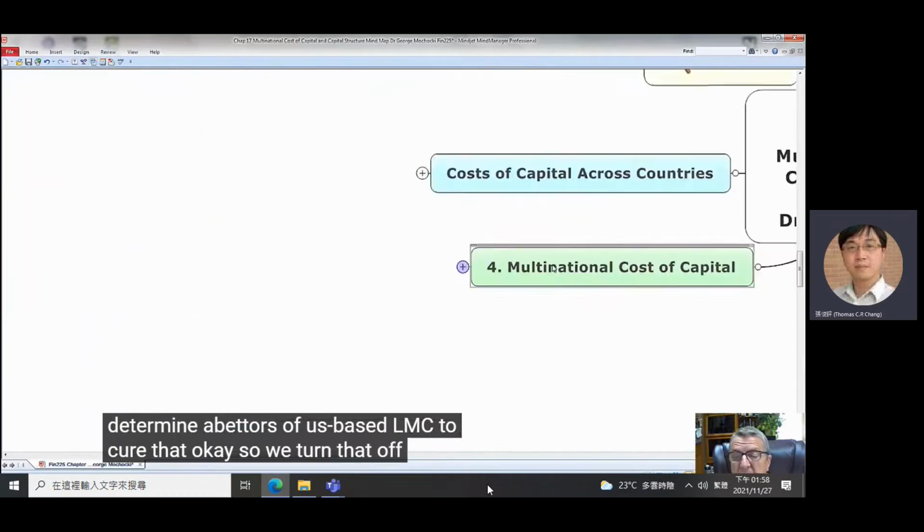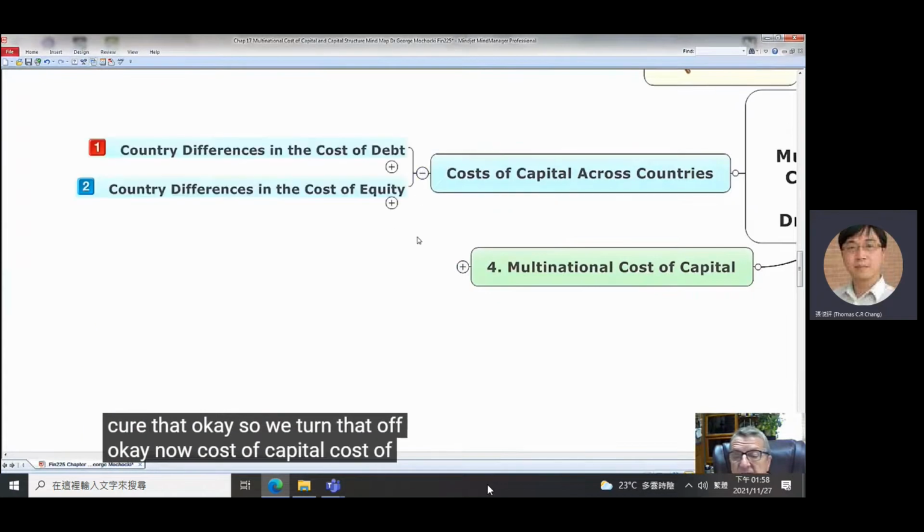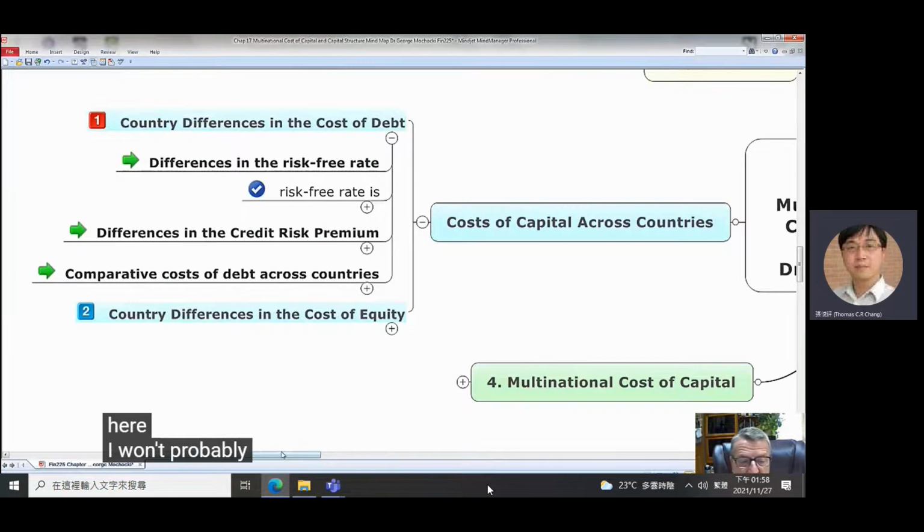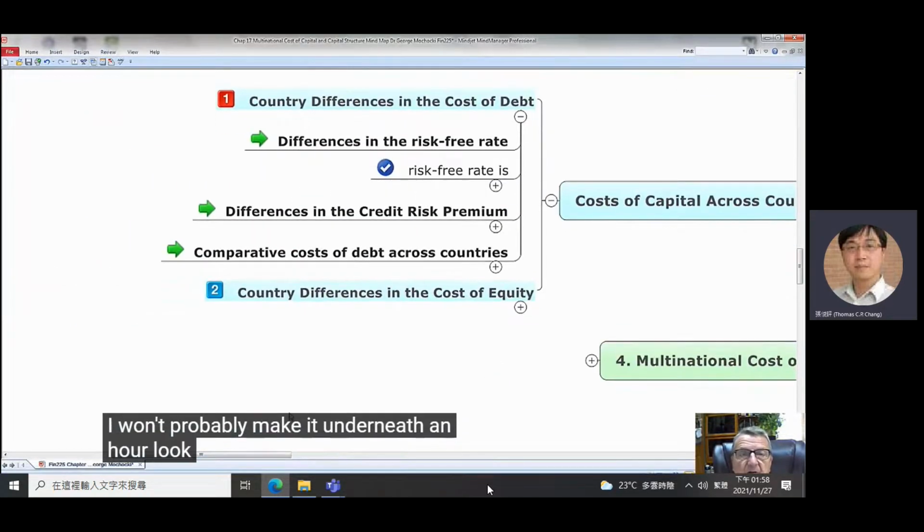Okay, so we turn that off. Okay, now cost of capital, cost of countries. Not too long. We're almost done here. I will probably make it in an hour. Look, I'm not trying to finish it because remember, most of my classes are 3 to 4 hour lectures.